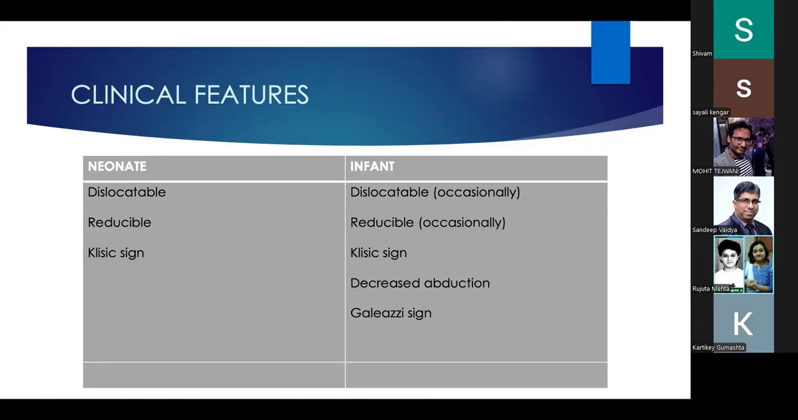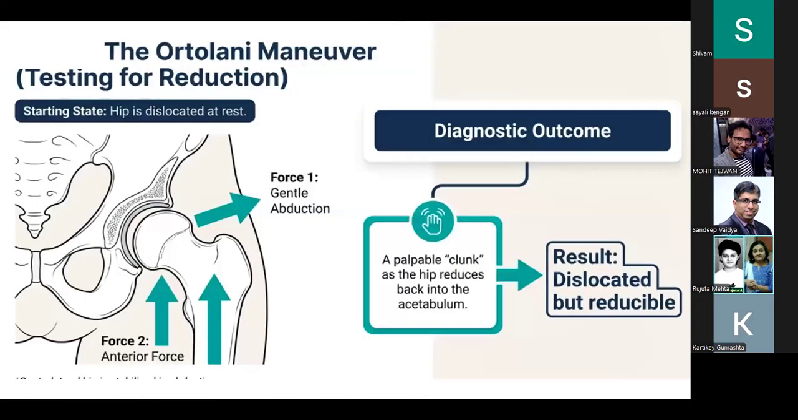Clinical features in DDH. In a neonate, you can see a dislocatable hip, a reducible hip, and the classic sign. In an infant, the hip may be dislocatable or reducible, with the classic sign, decreased abduction, and the Galeazzi sign. Ortolani maneuver. This is a test for reduction. At the starting state, the hip is dislocated at rest. We give gentle abduction and anterior force to relocate the hip. We feel a palpable clunk as the hip reduces back into the acetabulum. So we can say the hip is dislocated but reducible.